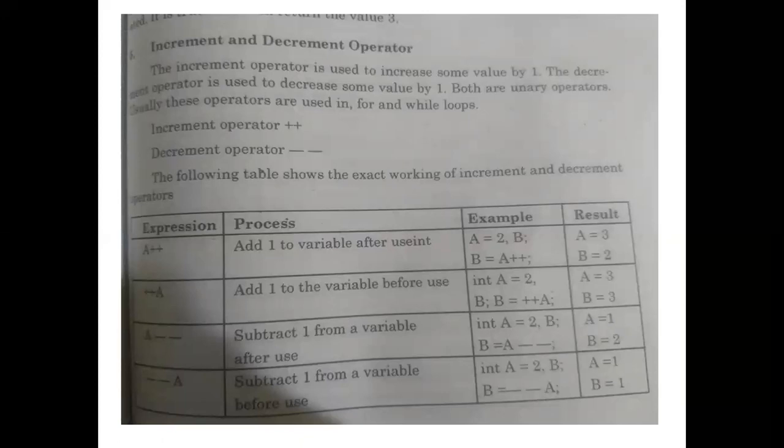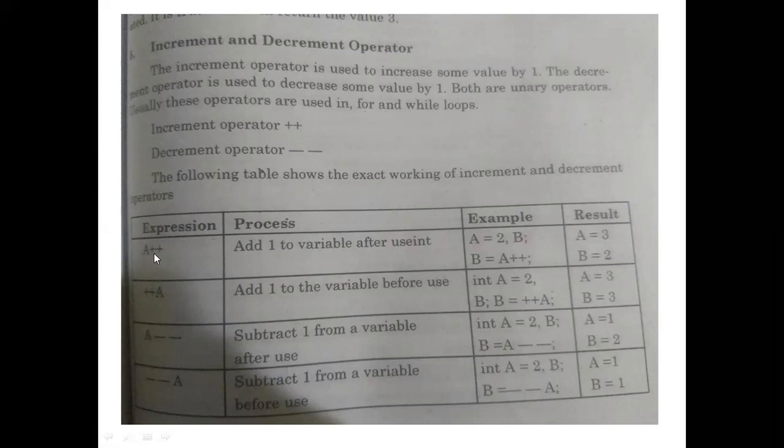Next is the increment and decrement operator. This plus plus is known as the increment operator and this minus minus is known as the decrement operator. The increment operator is used to increase some value by 1. The decrement operator is used to decrease some value by 1. Both are unary operators. Usually these operators are used in for and while loops. The following table shows the exact working of increment and decrement operators.